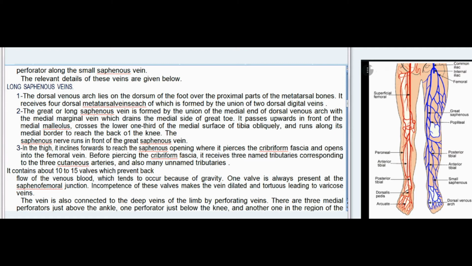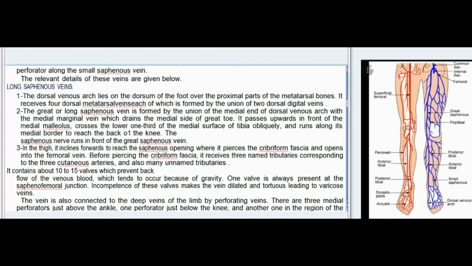Long saphenous vein. 1. The dorsal venous arch lies on the dorsum of the foot over the proximal parts of the metatarsal bones. It receives 4 dorsal metatarsal veins, each of which is formed by the union of 2 dorsal digital veins. 2. The great or long saphenous vein is formed by the union of the medial end of dorsal venous arch with the medial marginal vein which drains the medial side of great toe.